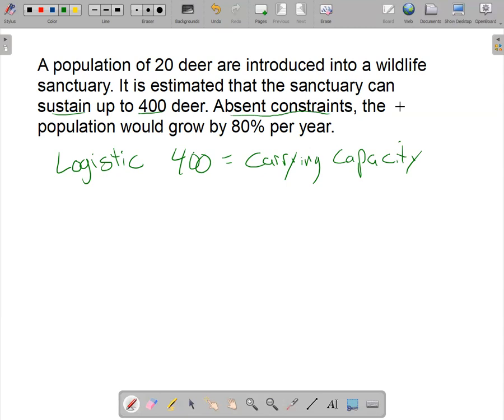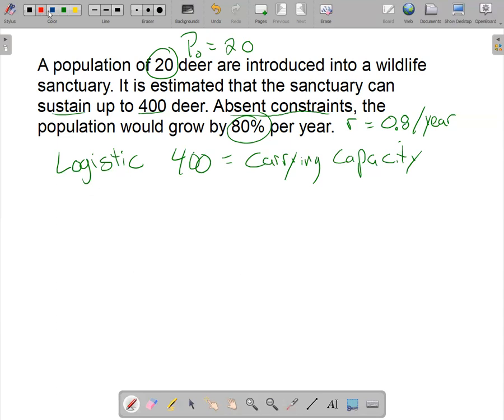Absent constraints, the population would grow by 80% per year. So that's an exponential growth rate. A yearly rate of 80% would be 80 out of 100, which reduces down to 8/10 per year. So that's our growth rate. And then the 20, that would be our initial population.